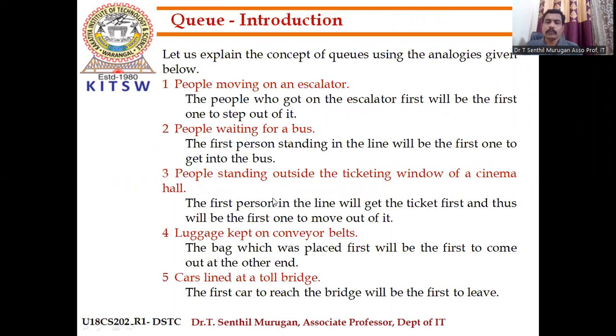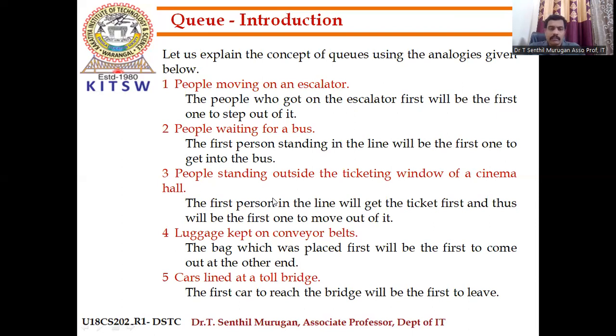So what is queue? Before starting the data structure queue, we must know where we are using the queue. Example, people moving on an escalator. Who steps first, he will reach the top floor first. Like that, people waiting for a bus, if they are standing in the queue, the first person standing in the line will be the first one to get into the bus.